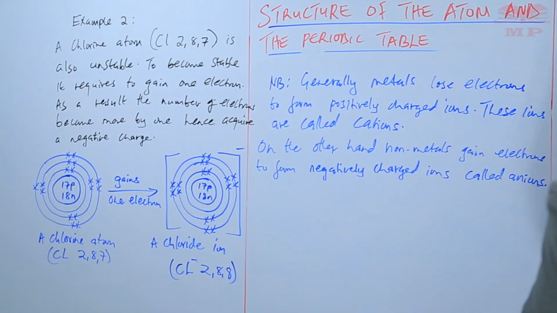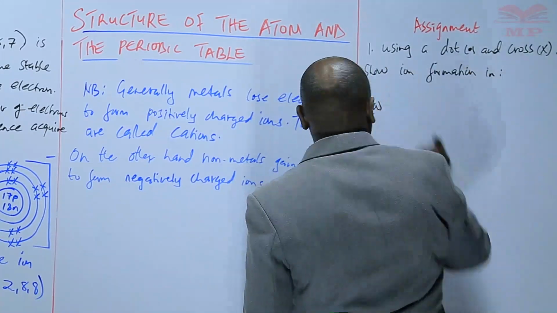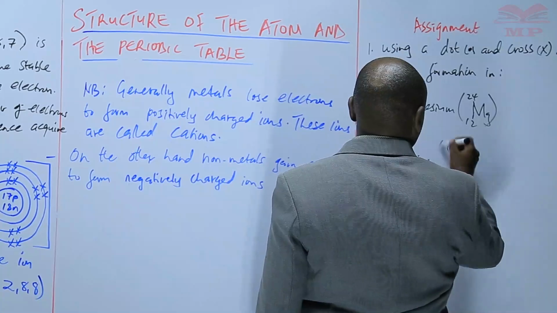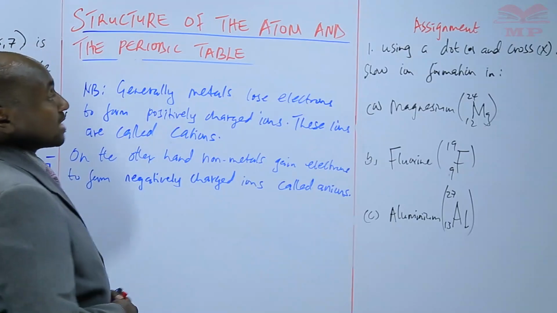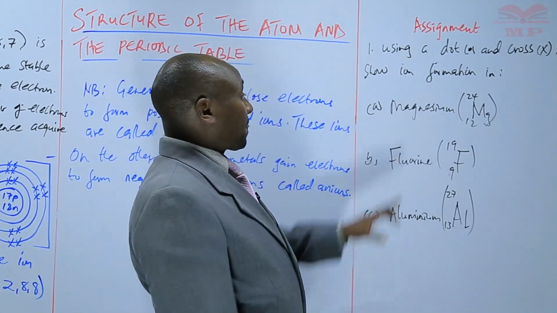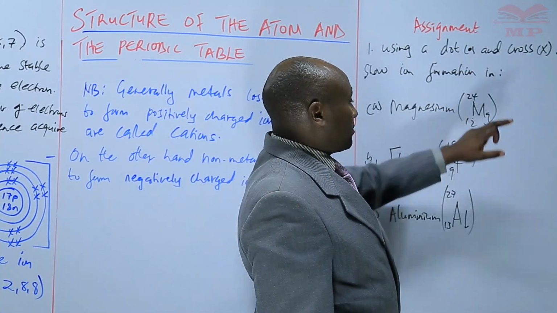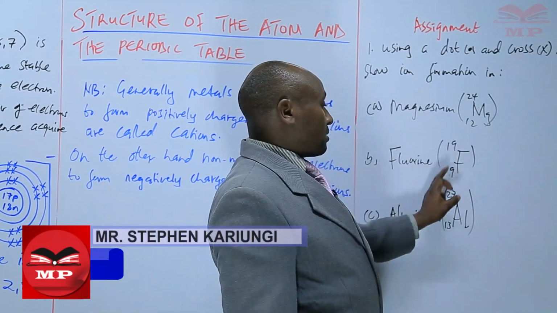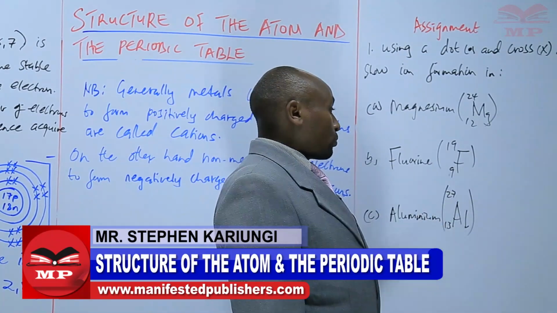The assignment: using a dot and cross diagram, show ion formation in A, magnesium 24, 12, that's the mass number, atomic number. Fluorine 19, 9, mass number, atomic number. Aluminium 27, 13, mass number, atomic number.